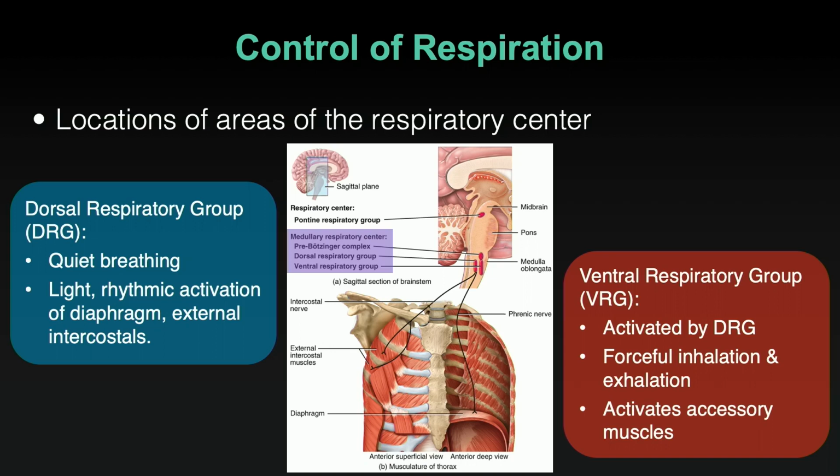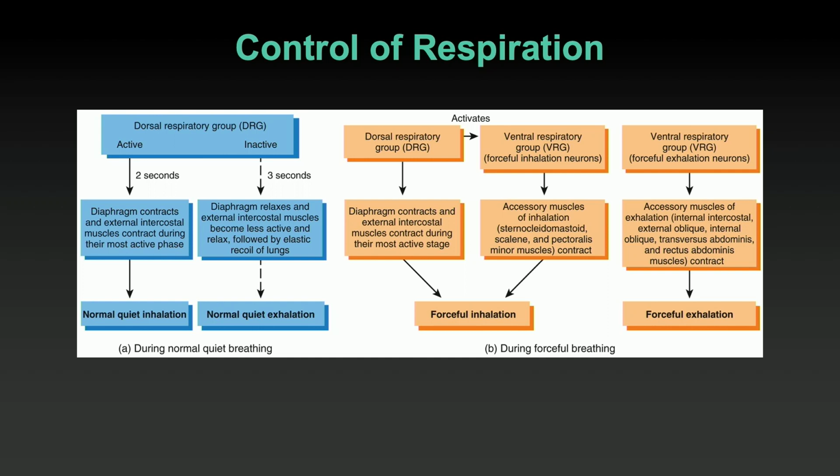So the pace is thought to be set by the pre-Botzinger complex. If that's how you say it, I don't know. So important distinction between those two. Dorsal respiratory group always active and then can involve the ventral respiratory group if required. So this is a schematic flowchart that outlines everything that we've just said.